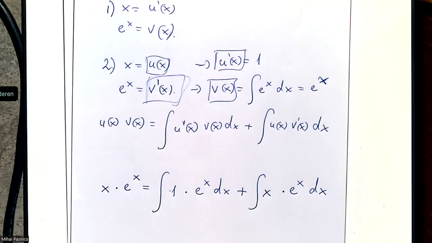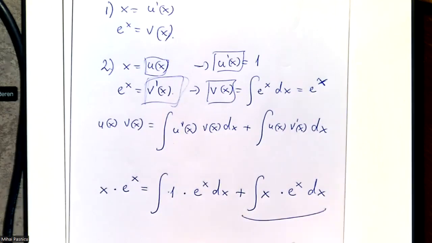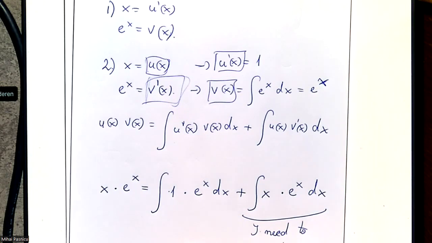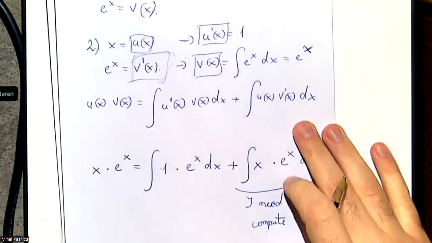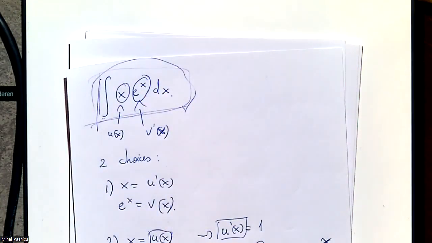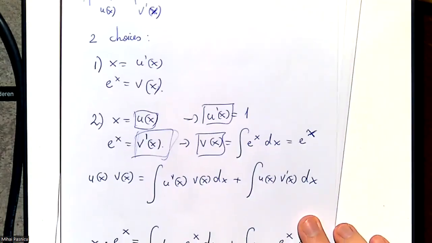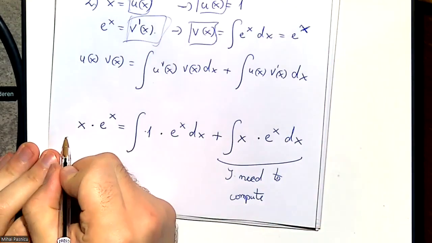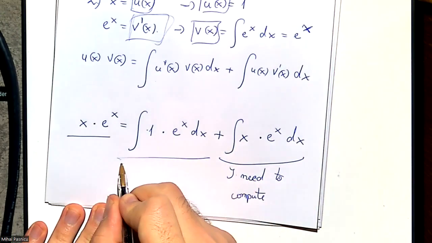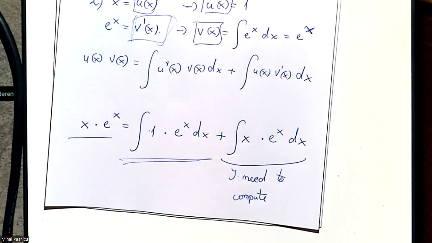And now, where are we at? This is what I needed to compute, right? This is where we started. Remember, this was our problem. That is what we want to find out. This thing has no integral, so I don't need to do anything to it. Okay, it's done. So if I find out this, I have solved the problem.